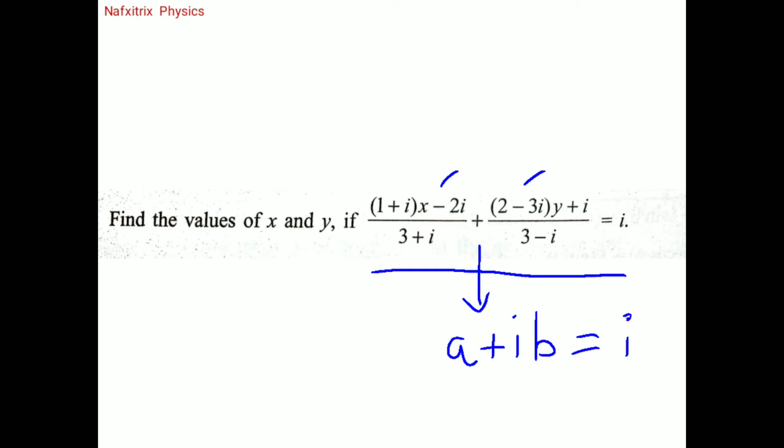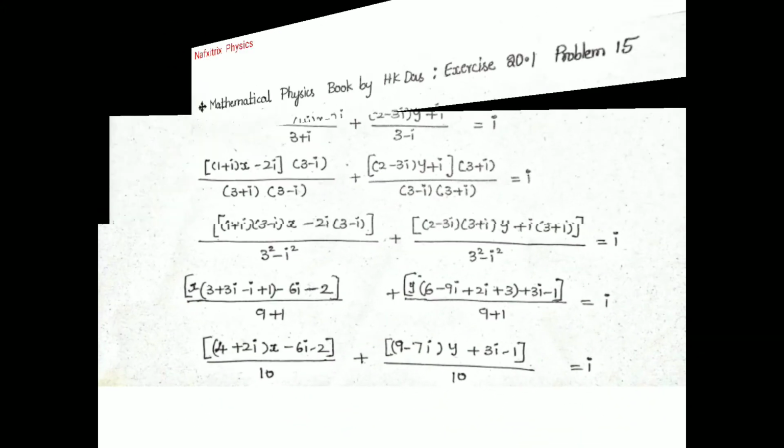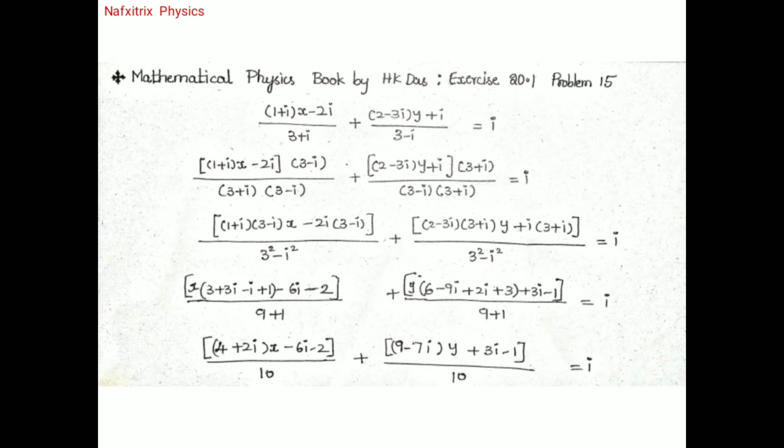Here if we see from the question, we can see that in different places i's are there, in the numerator, in the denominator. So here i is not standing as a separate one. So we need to convert this equation into this form, so that in this part we would get some equation in x and y, and from this part we would get some equation in x and y, like that. So let's see the solution calculation.